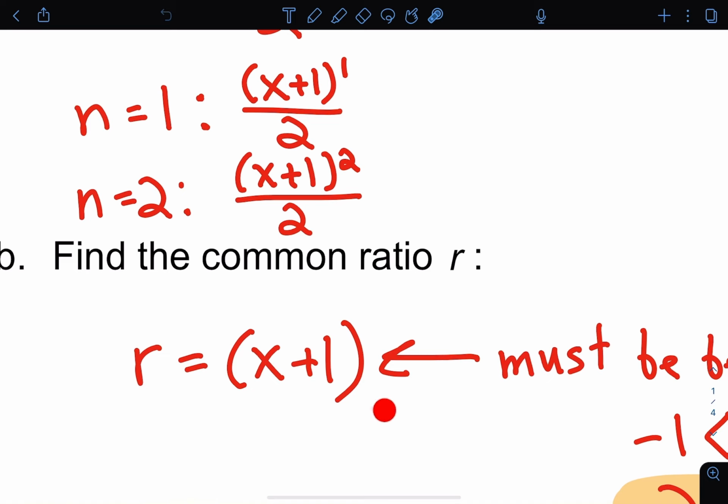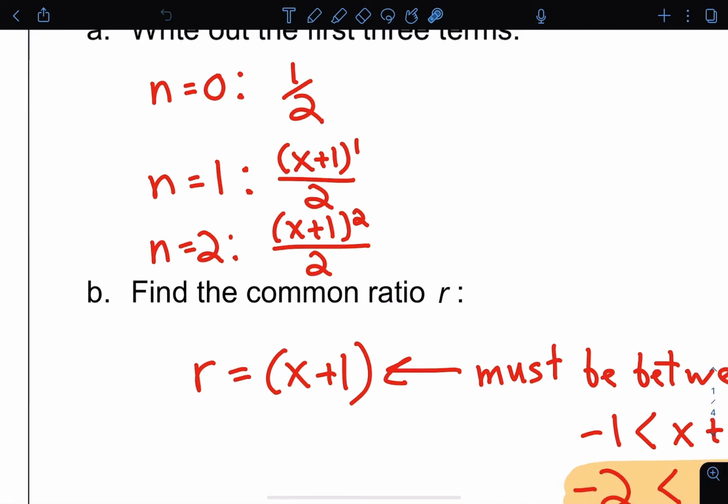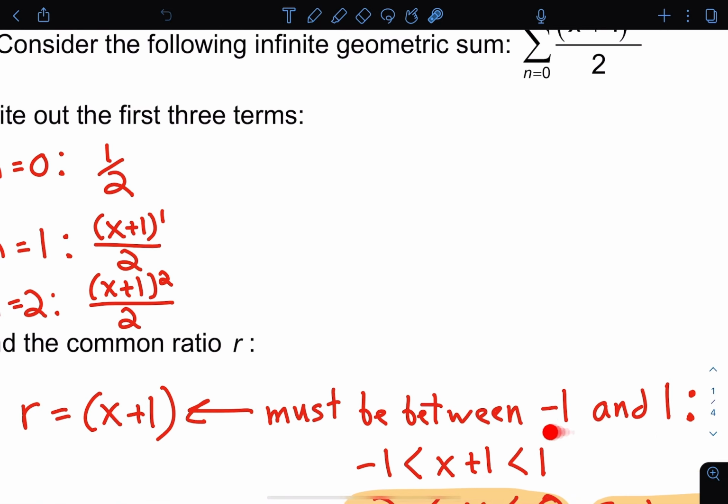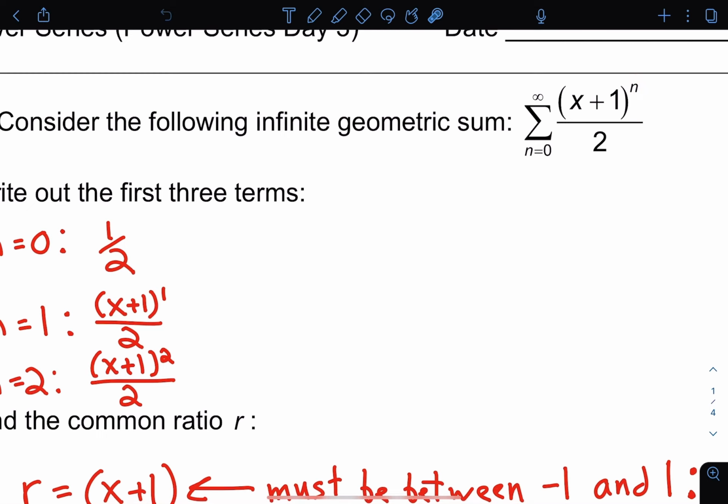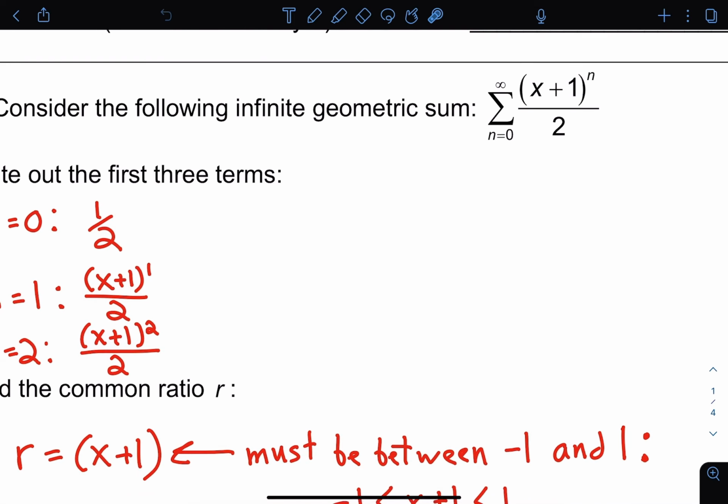Because we know this is geometric, and we know we have a formula for the sum of an infinite geometric series, the thing, though, is that formula only works when the common ratio is between -1 and +1. So this r, which is again the quantity x plus 1, must be between -1 and +1 in order for this sum to exist, or a word we've been using to talk about sums having a value, it must converge in order for it to converge.